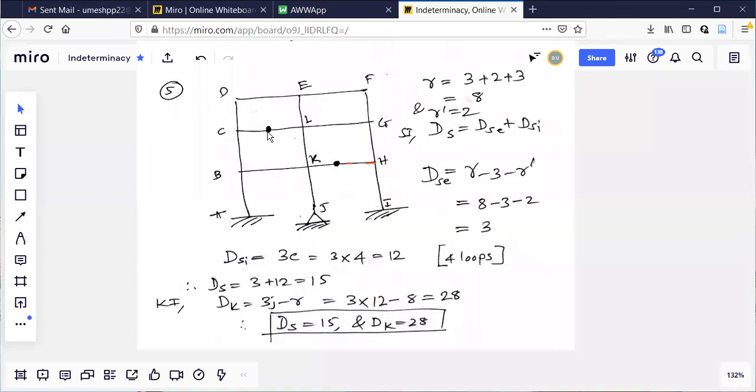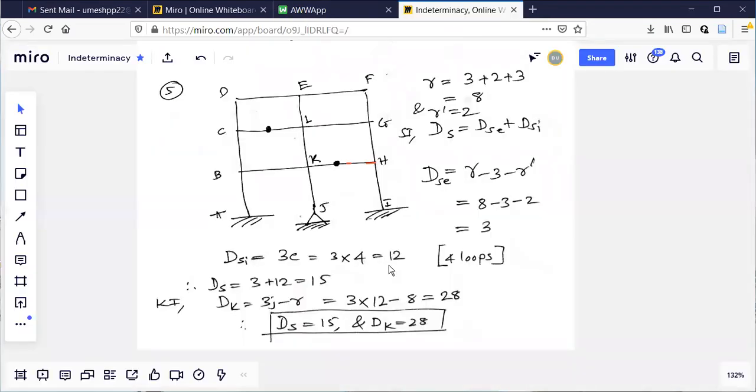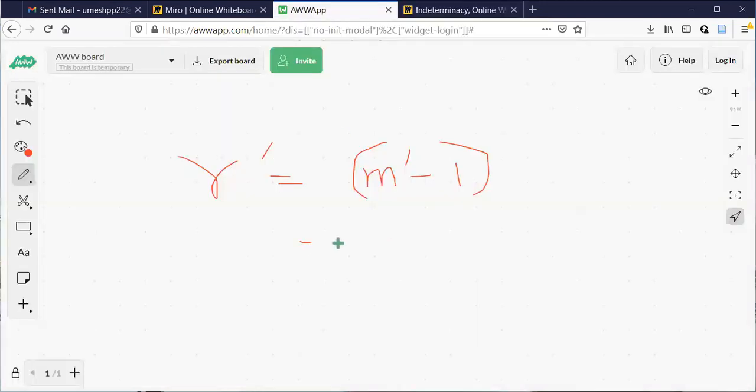So let us say one hinge is there. Okay, R dash is equal to M dash minus 1. What is this M dash? M dash is how many elements that hinge is connected to. See here. This hinge is connected to one element this side, one element this side. So M dash is 2. Here, this is 2. Minus 1 equal to 1. This is for one hinge.